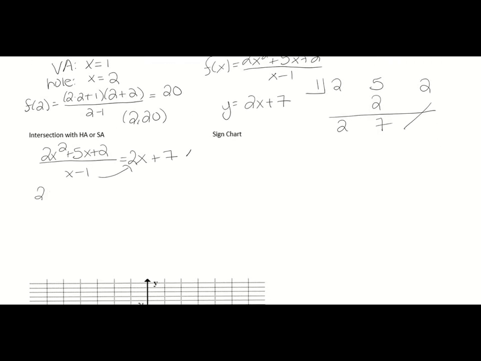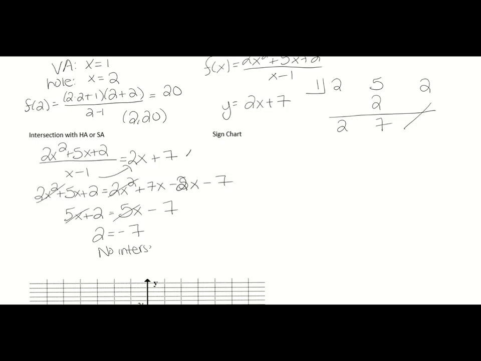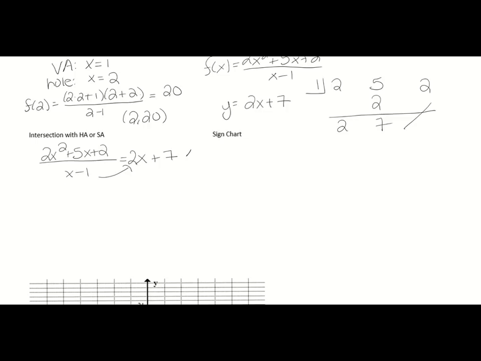So that's going to give me 2x squared plus 5x plus 2. I'm going to FOIL that out, which is going to give me 2x squared plus 7x minus 2x minus 7. The 2x squared cancels. I have 5x plus 2. 7x minus 2x is 5x minus 7. The 5x cancels, and I get 2 is equal to negative 7. Well, that's never true. So that's a contradiction. So you have no intersection. Your slant asymptote and your graph will never intersect.